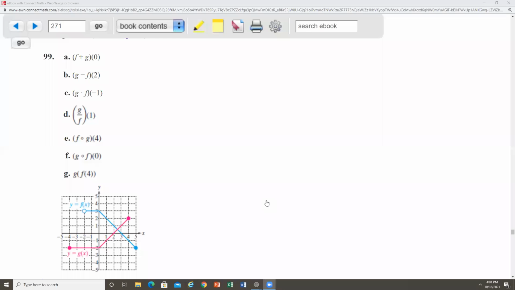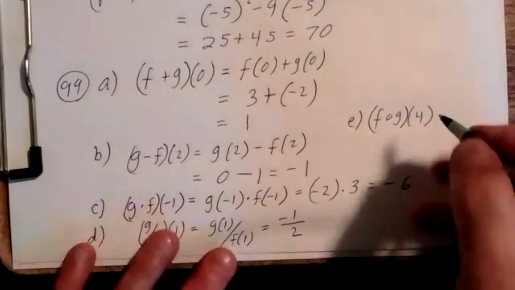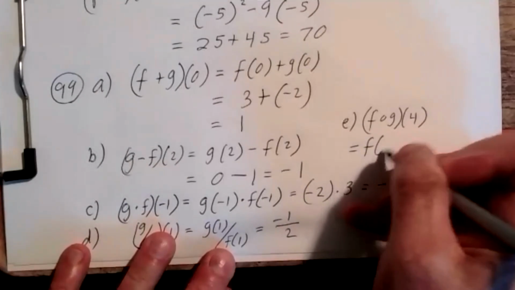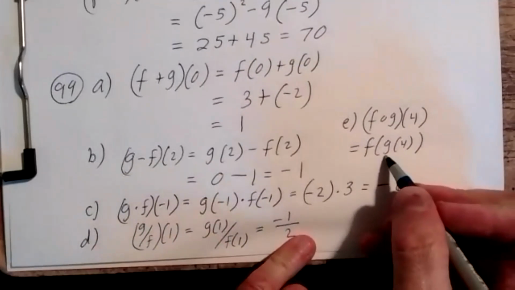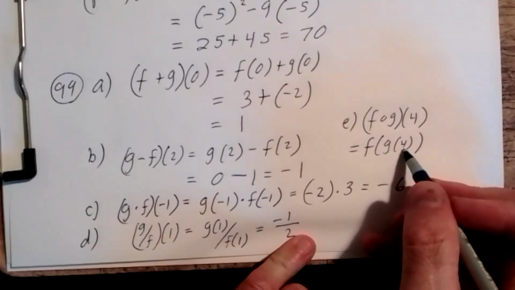Question E. Now they want us to find f composed with g of 4. Ladies and gentlemen, this has nothing to do with f times g of 4. The composition operator is not even related to the multiplication operator. Don't think that's multiplication. No, f of g of 4 means that we have to find f of g of 4. Which means, first of all, we have to find function g evaluated at 4.